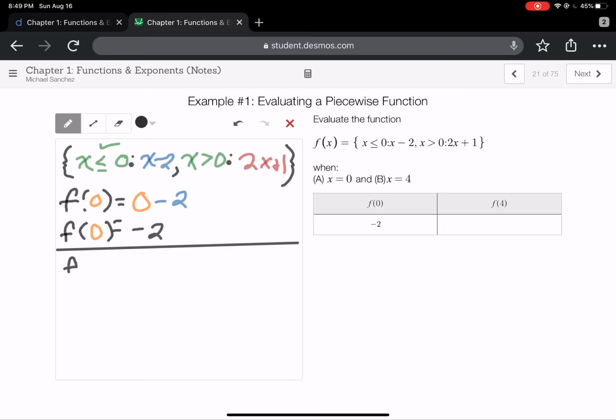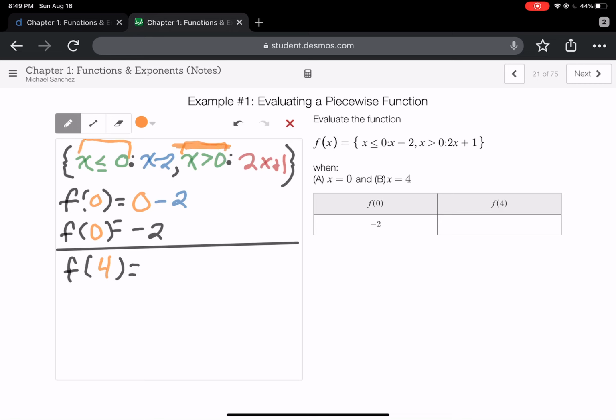So my second value that I'm looking for is the value of f when x is equal to 4. Okay, so now we're going to again take a look at the domain. So we're going to take a look at this first part. Which one of those does the 4 fit into? Is 4, our x, less than or equal to 0? No, 4 is not less than 0. It's not equal to 0, so it's not that piece.